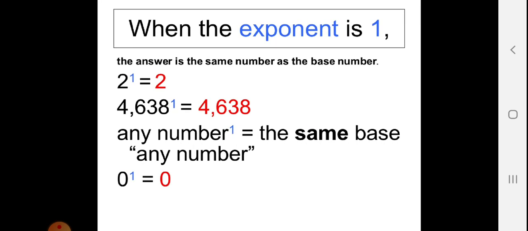When your exponent is 1, so any number having exponent 1, the answer is going to be the same number. Let's see, 2 raised to 1 is 2. 4638 to the power 1 is 4638. Any number raised to the power 1 gives the same base. 0 raised to 1 is 0, that means 0 one time, so the answer is 0.